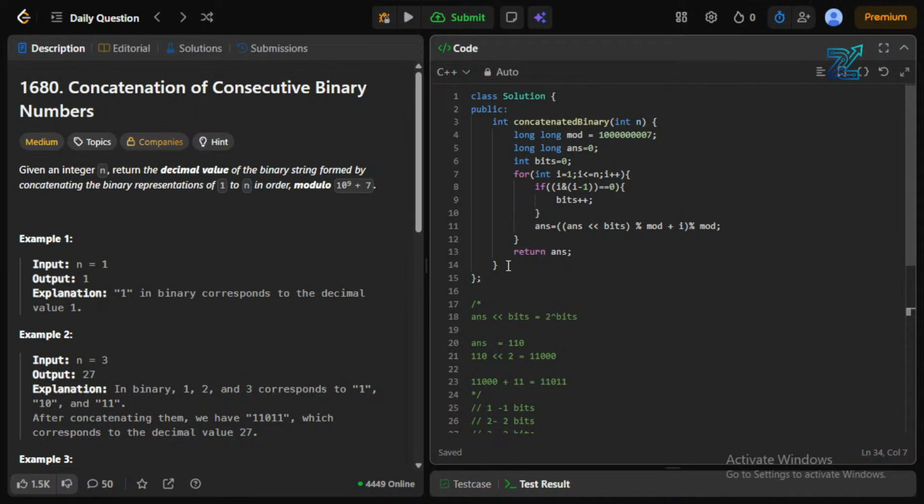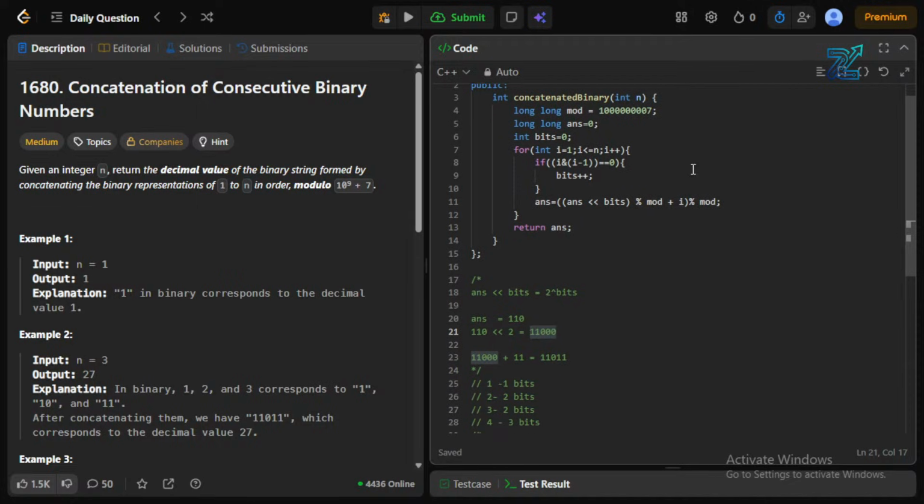Then, this is the important line. It will convert them into the decimal value, right? So we are using first a left shift. Why are we using it? Because we are making space for the new binary digits. So if our current number is 110 and the next number has 2 bits, we will left shift by them, right? Then we are adding i with it.